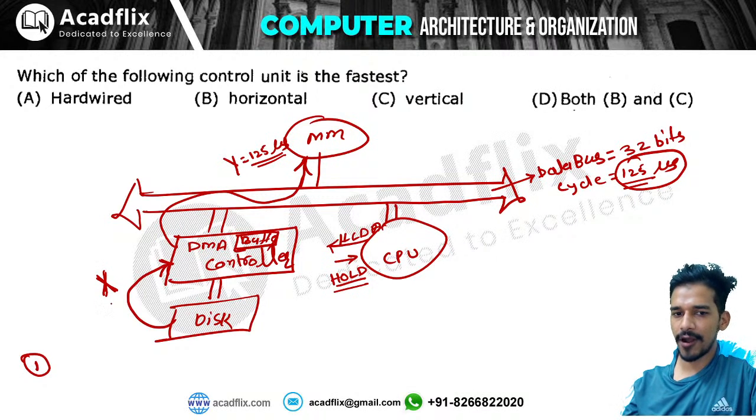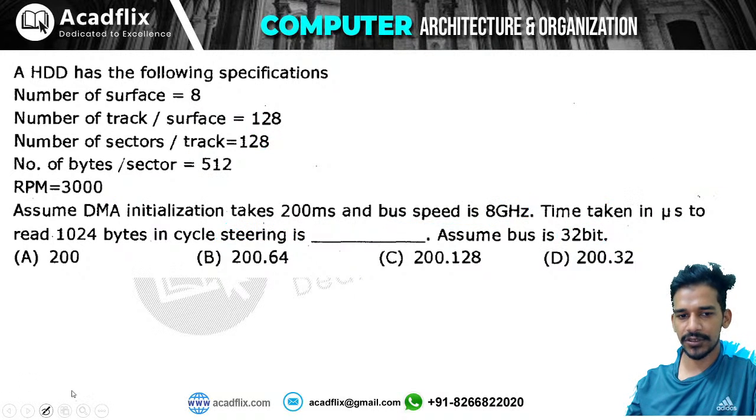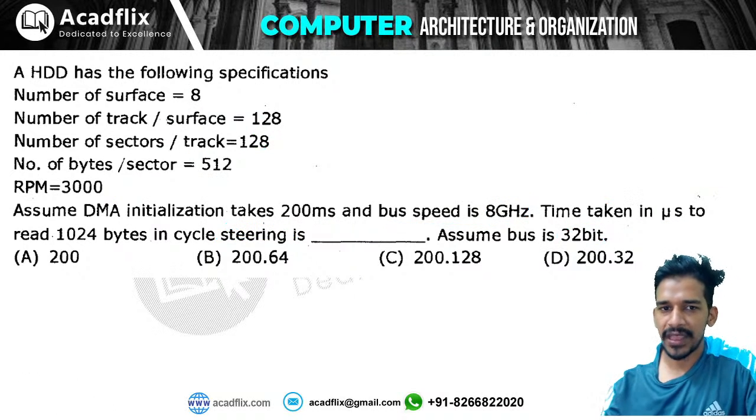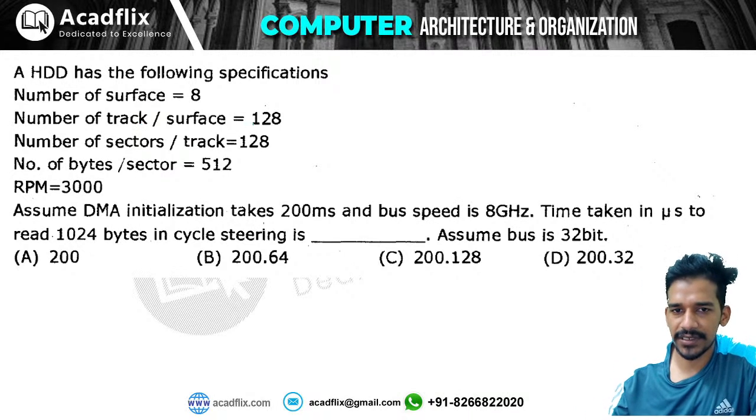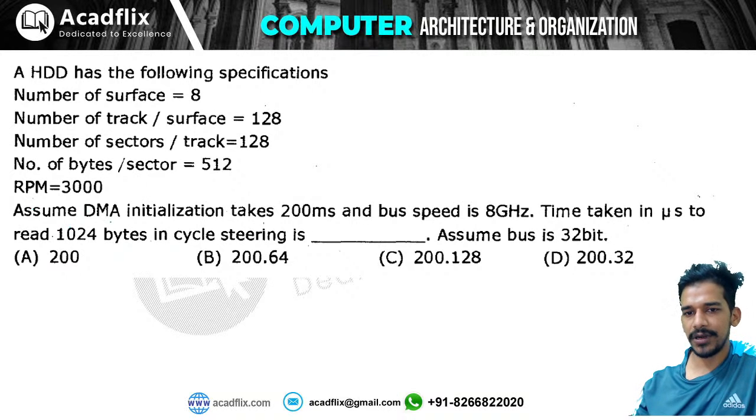Now we have to find out how much time it will take to transfer 4 bytes from disk to DMA. For this, everything is given in the question: we have 8 surfaces, the number of tracks per surface is 128, the rotations per minute is given, and the DMA initiation time is given.